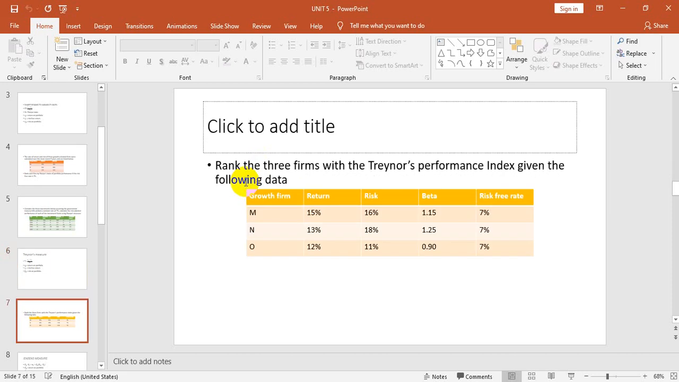So this is the question. Rank the three firms with the Treynor performance index given the following data. The three firms are M, N and O. 15, 13, 12 is the return. Risk has been given as 16, 18 and 11. Beta is 1.15, 1.25, 0.9. Risk-free return has been given as 7%.